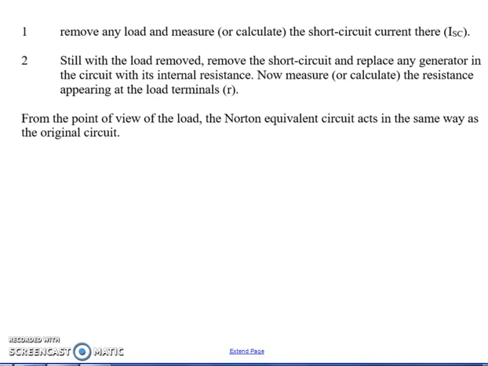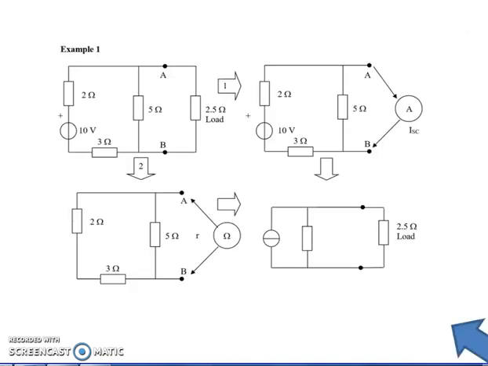So these two rules will help us produce a Norton equivalent circuit. If I look at this example, this is the one used for the Thevenin equivalent circuit, and we'll work our way through this. The original circuit is shown just here with a load on it.